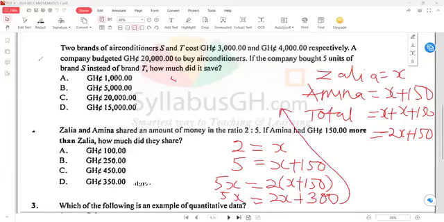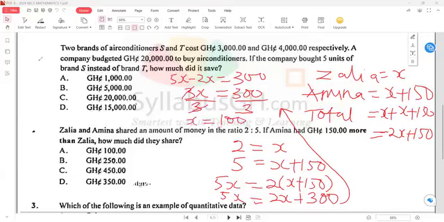So I group like terms, 5X minus 2X should be 300. So 3X should be 300. Divide through by 3. And X should be 100. But the question is asking that I find how much they shared. The total share is 2X plus 150.